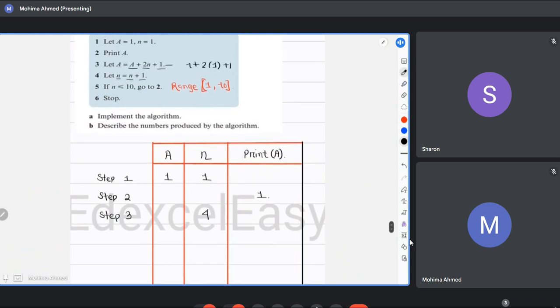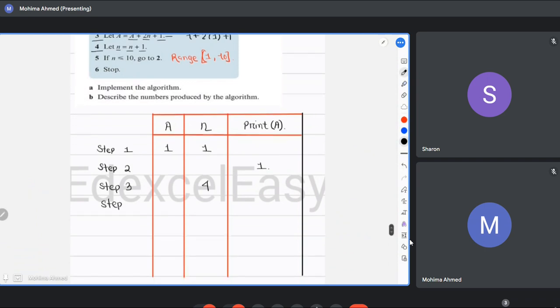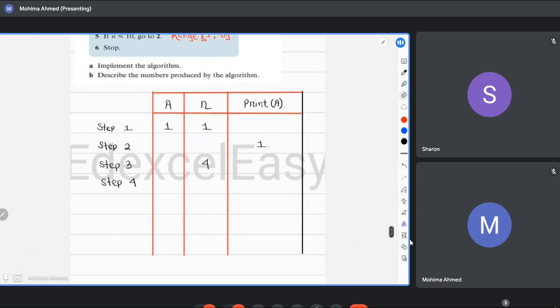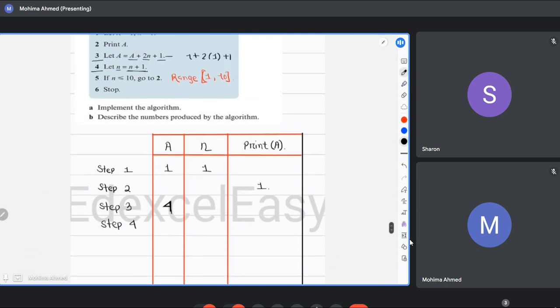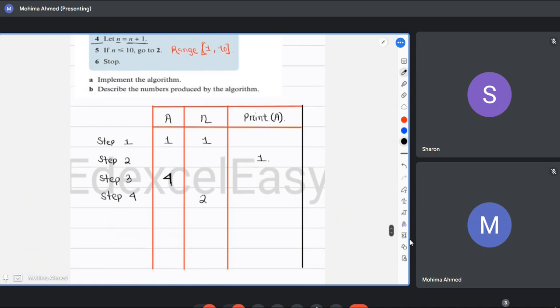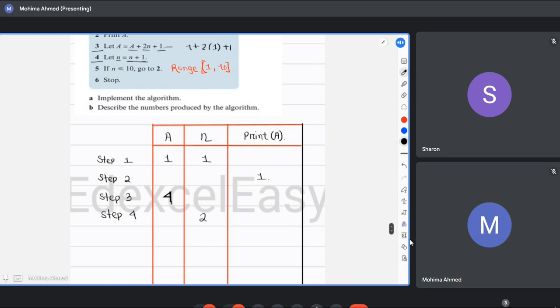And then again, after step 3, we have step 4. Step 4 is what? Print n plus 1. So this time again, wait, sorry, made a mistake. This was the value for a. Right, in step 3, we got the value for a. And in step 4, now we're going to get n plus 1. Previously, whatever the value for n was, we're just going to add another 1 to get the answer for step 4, which is going to be now 2. Are there any questions for this part?